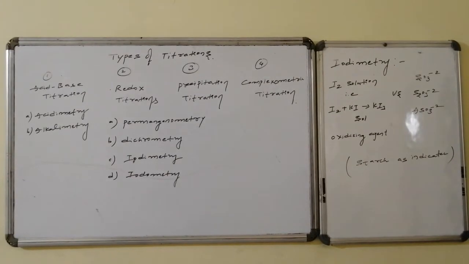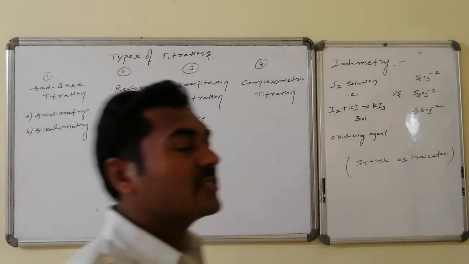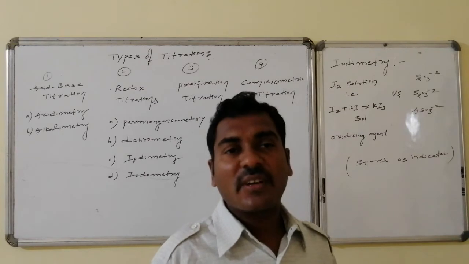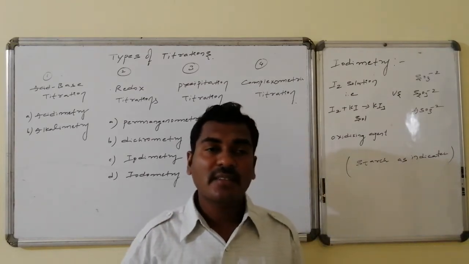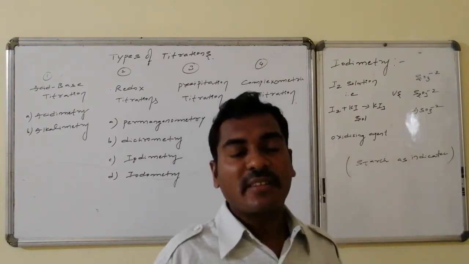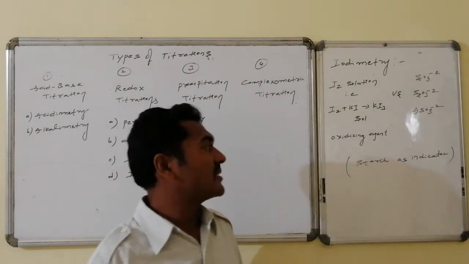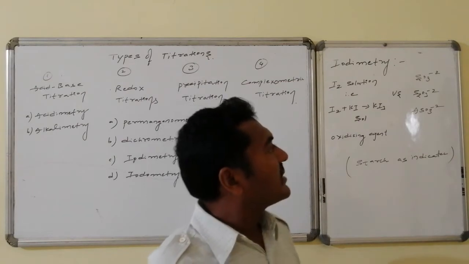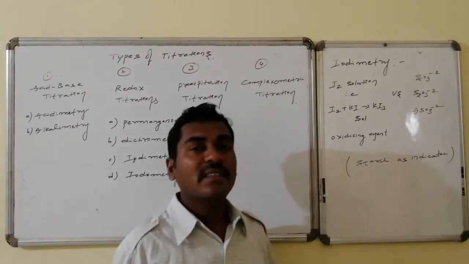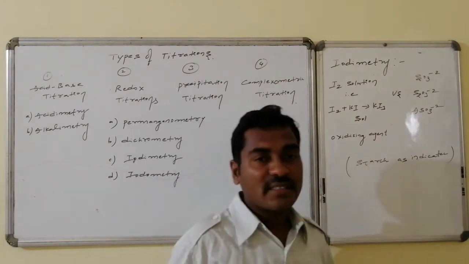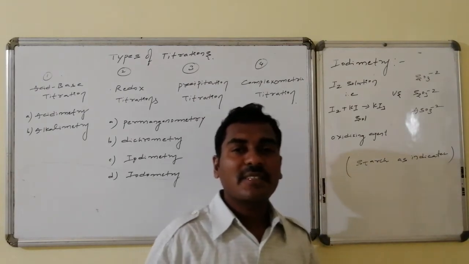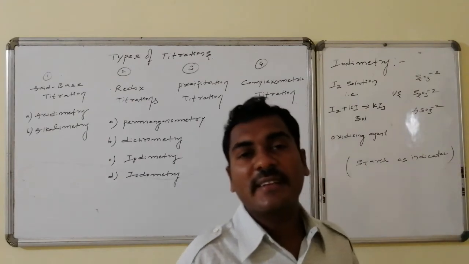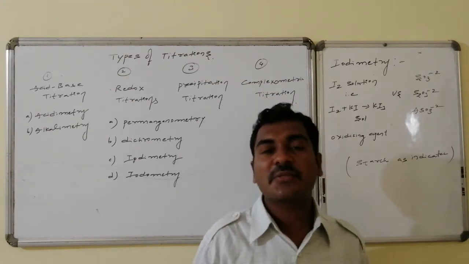Next is iodimetry, where standard iodine solution, which is a secondary standard solution, is used, but it is difficult to prepare the iodine solution. Hence, the potassium iodide plus iodine dissolved solution is taken, which acts as an oxidizing agent, and on reaction with either thiosulfate, sulfite, or arsenite, the quantities of the substances are re-estimated. Here an indicator is used, and that indicator is starch. Starch is used as indicator.